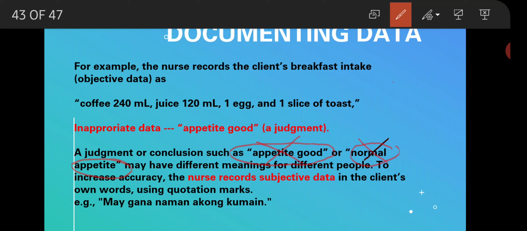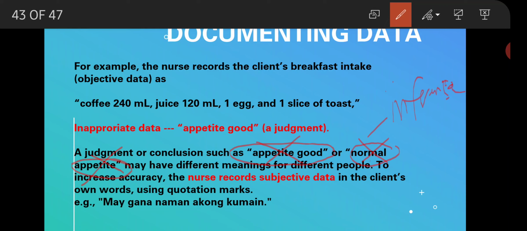You must avoid the following, because they are what? Yes, they are inferences, or your inference. Okay, sorry about that.